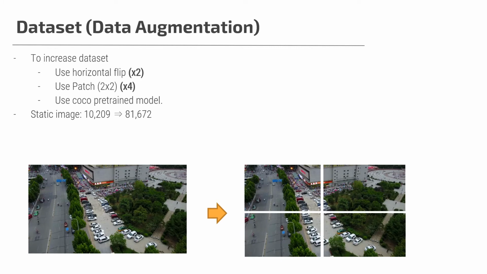To increase the dataset, first, we simply use horizontal flip. We can double the dataset. Second, we split the image into patches to train. In this case, we use 2x2 patches. Each patch is scaled up for training. Third, to overcome imbalance, we use the pre-trained model using the COCO dataset, so we can increase the number of images in the dataset.